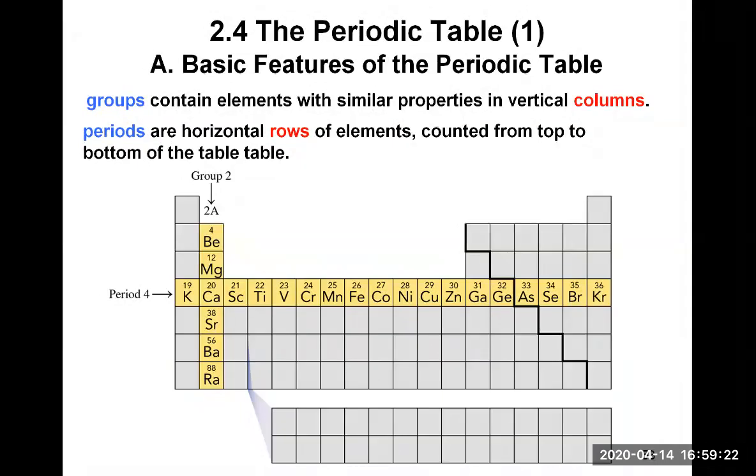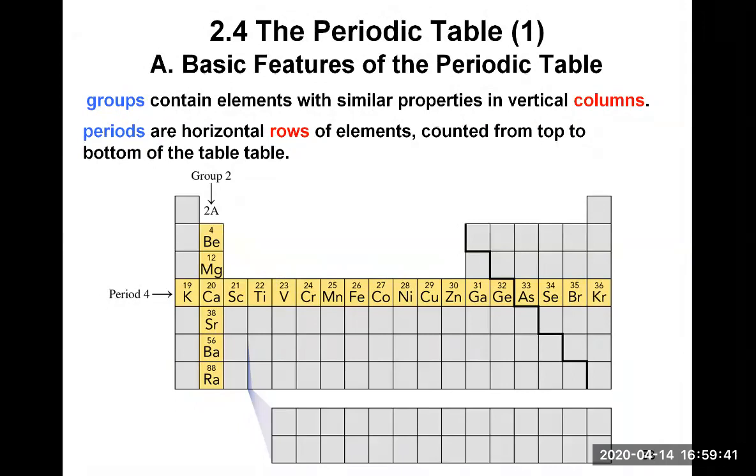So this video will go over section 2.4, which is on the periodic table. We'll go over some basic features of the periodic table. Like the columns and rows of the table are not called that. They are called groups and periods.